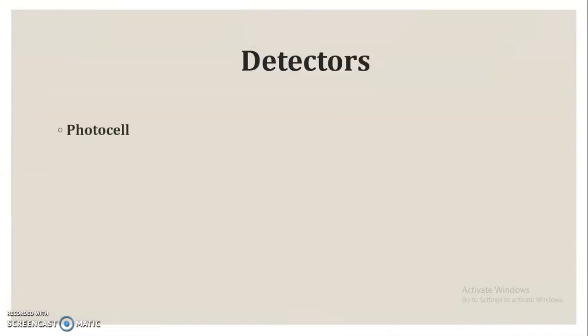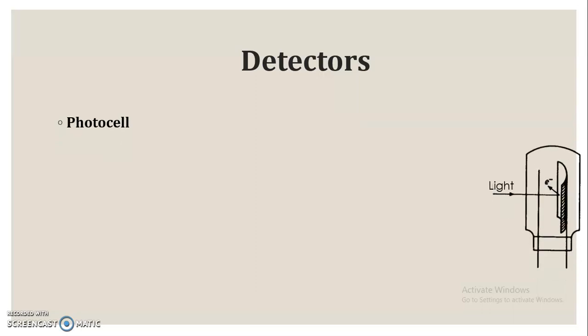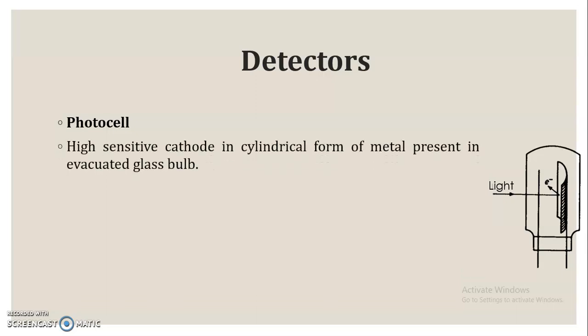Then the second type of detector that is used is the photocell. This is the typical diagram which shows how this photocell works. This is a high sensitivity cathode, available in the cylindrical form of metal present in the evacuated glass tube. To increase the surface area of this cathode, the electrode is made in the cylindrical form.